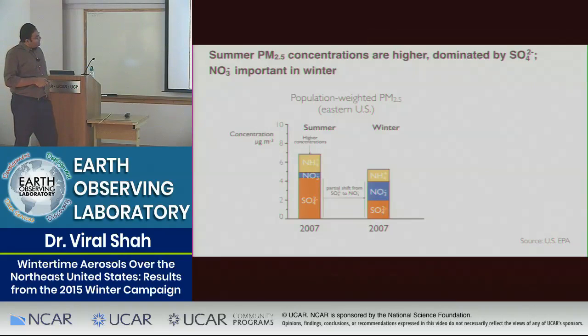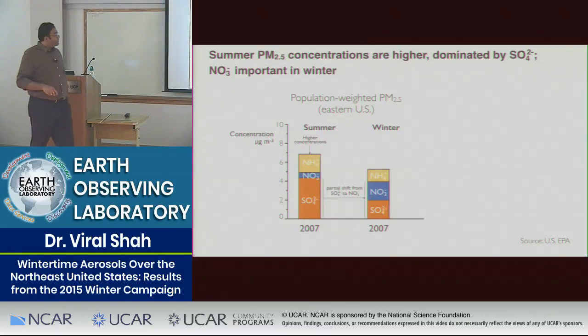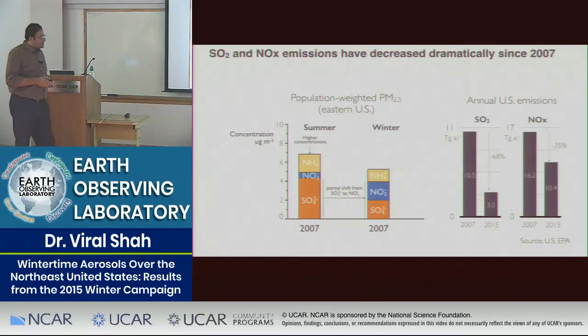In winter, sulfate concentrations go down as oxidation becomes slower, but nitrate concentrations tend to increase. That's because nitrate forms more efficiently at lower temperatures in winter, as well as when there is less sulfate around. So nitrate partially replaces the lost sulfate from summer to winter, but not perfectly. But this was the situation in 2007, and this is a common view of aerosol composition. But things have really changed since 2007.